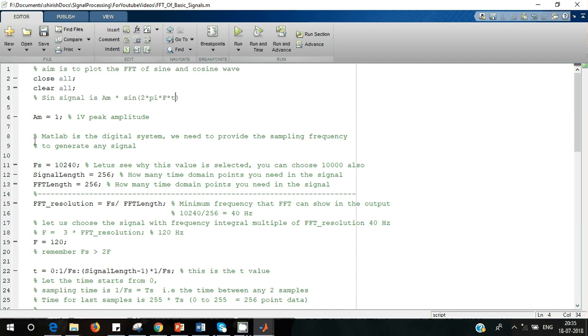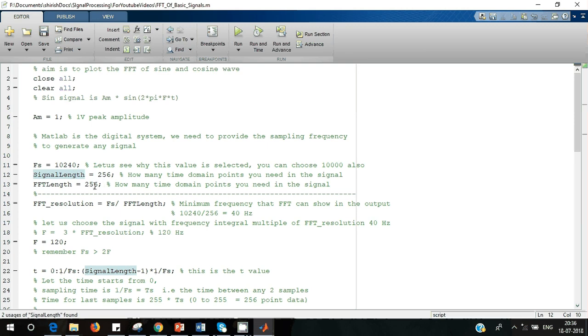So let us consider the sampling frequency as 10240. So the signal length we are taking as 256, and let us take the FFT length the same as the signal length, or I can say 256 points itself.